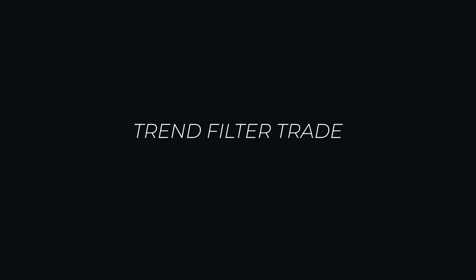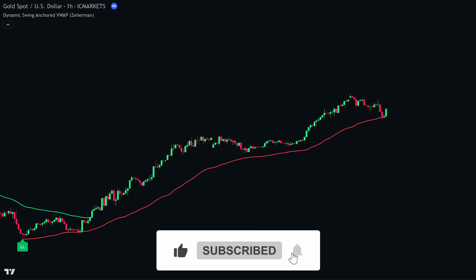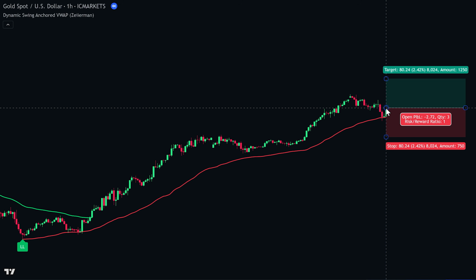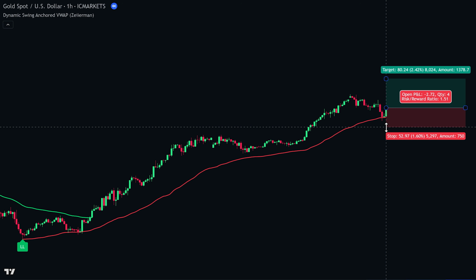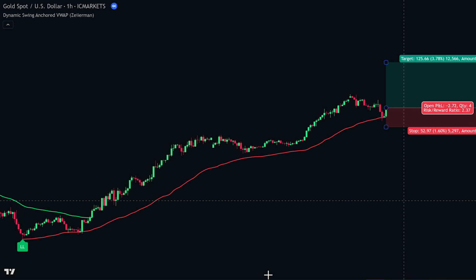4. Trend filter trade. Buy trade idea. The Dynamic Swing Anchored VWAP can be your trend filter. If the line is sloping up and price is holding above it, your bias stays bullish. Look for buy entries each time price pulls back into VWAP. When you see a bullish candle confirm the bounce, that's your trigger. Enter the buy. Place your stop just under VWAP and target recent swing highs or extended levels if the trend continues.